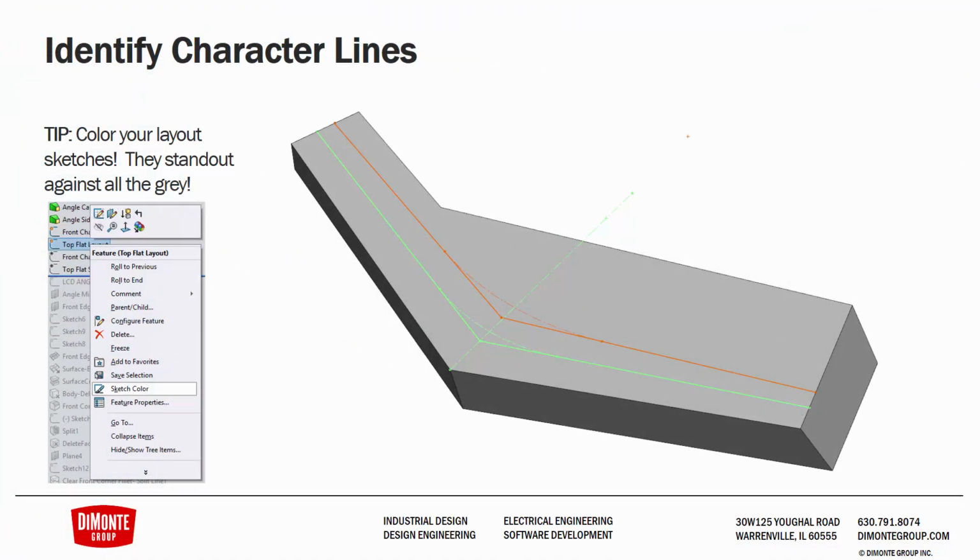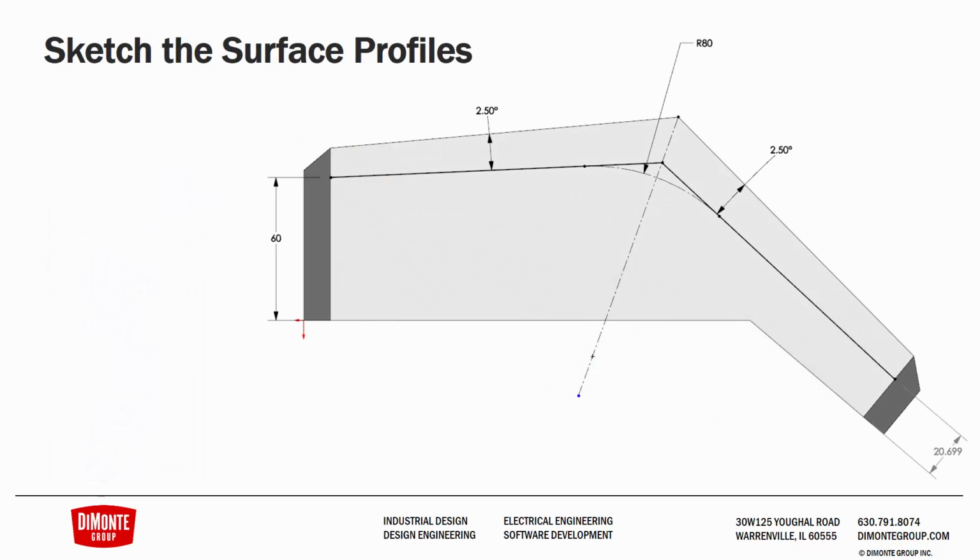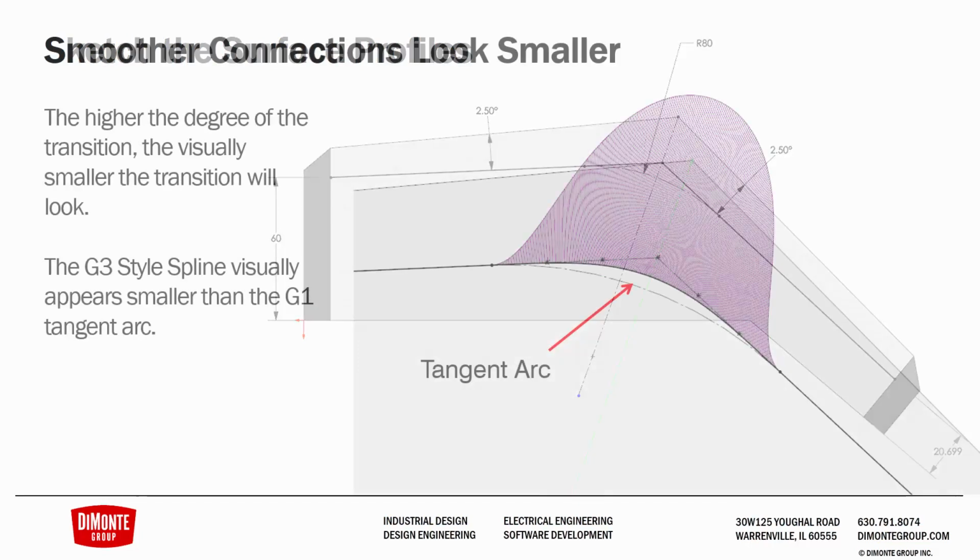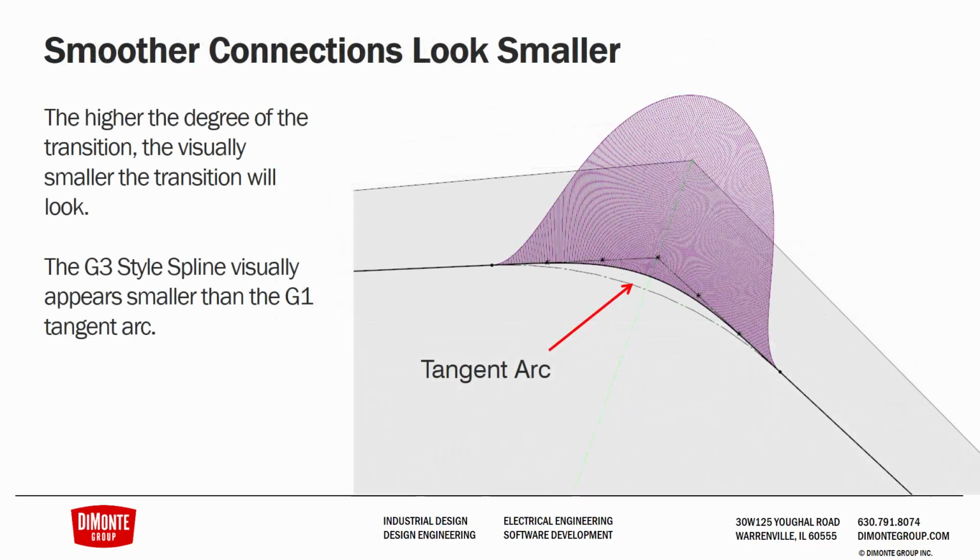So to recap what we just covered in SOLIDWORKS, we're creating layout sketches that help define the character lines in the part, and we'll be using these to create additional surfaces that we'll use to sculpt the part. As a tip, I like changing the color of these layout sketches so they're easily identifiable. We're sketching the surface profiles, and I'm using a standard sketch fill to define the size of a G3 connection that we'll be later building surfaces between. I'm building smoother connections with a G3 style spline.